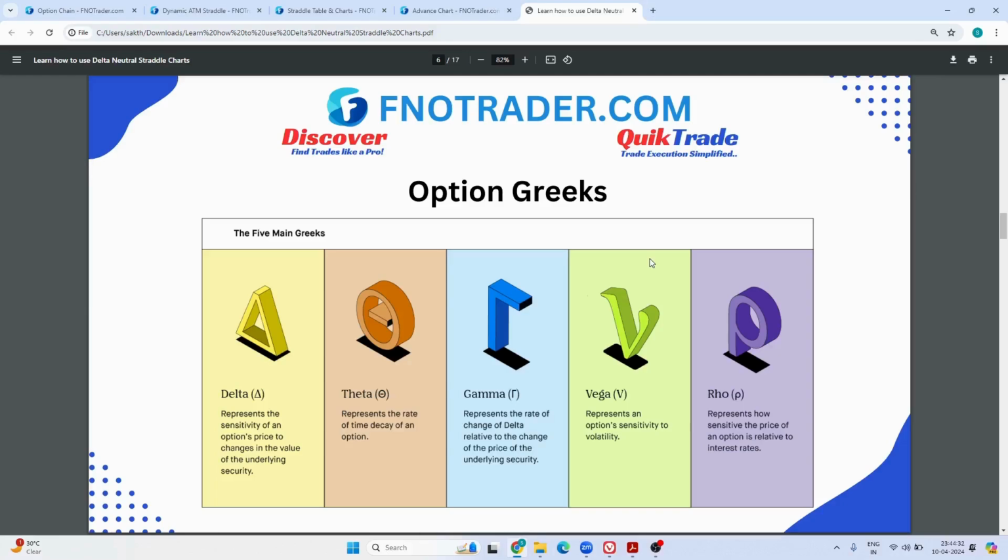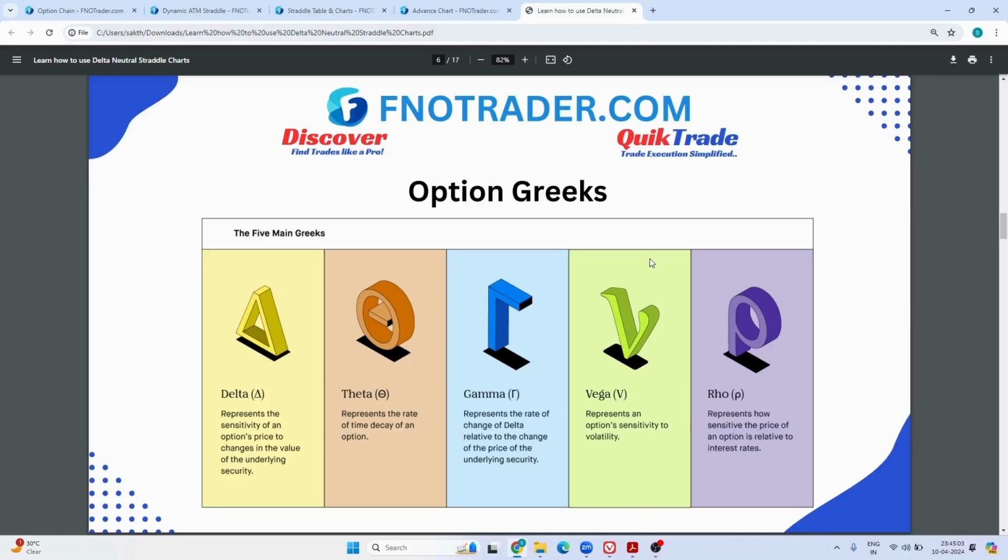And vega, the last one which we will discuss, is on the volatility. For example, implied volatility, you all know. If you convert the implied volatility into rupee terms, for every 1% volatility increase or decrease, the movement on the option price will be represented by vega. So in this particular video, we only have to focus on delta, because we are going to make this delta neutral.